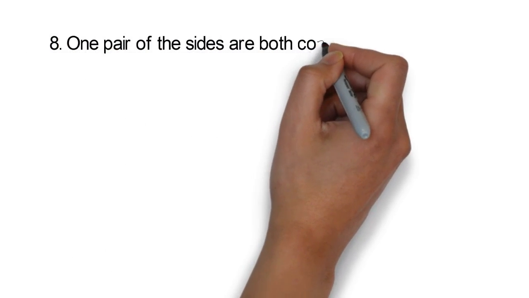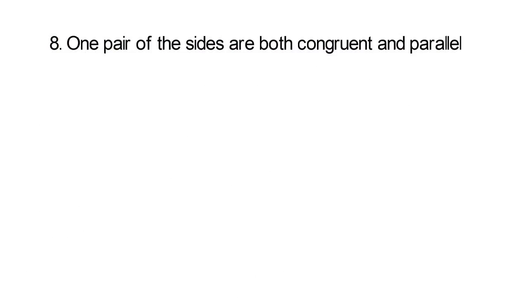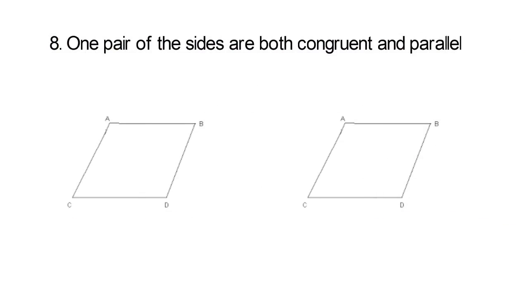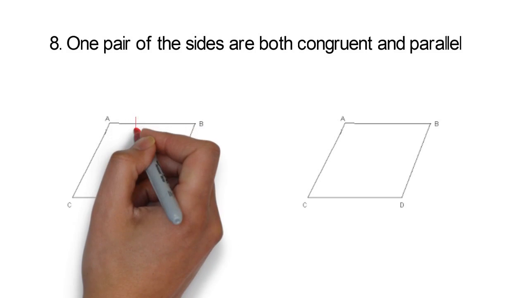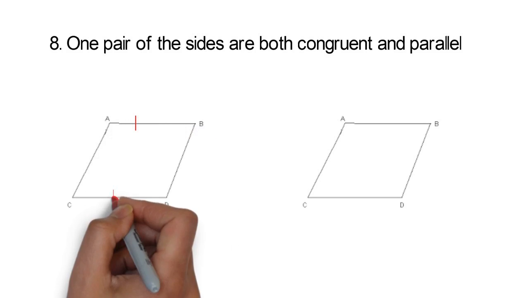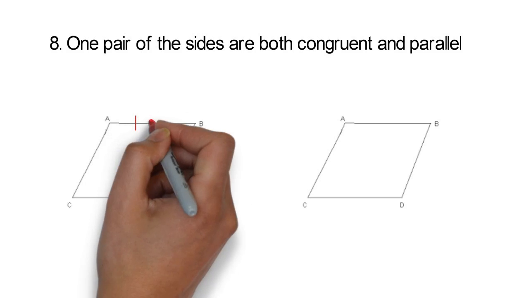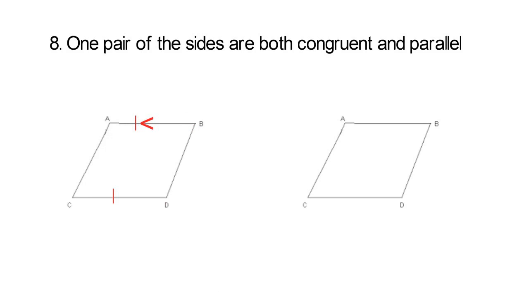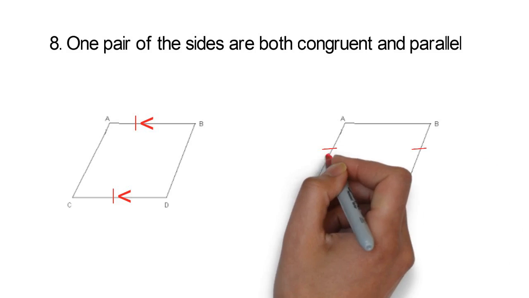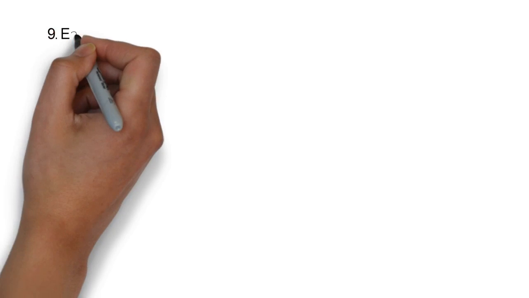8. One pair of the sides are both congruent and parallel. We said this about parallelogram also. So can you see that this is equal? It shows equality and it shows parallelism. So it means one pair of the sides are both congruent and parallel.